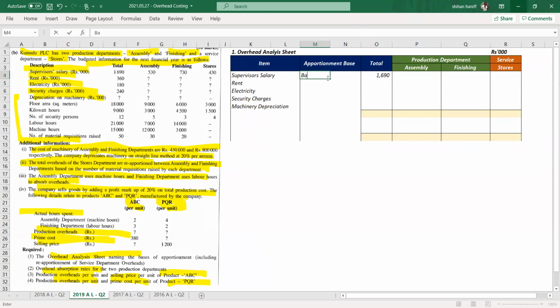Apportionment base is direct, since they have directly given for all three departments. Assembly 530, finishing 730, stores 430.